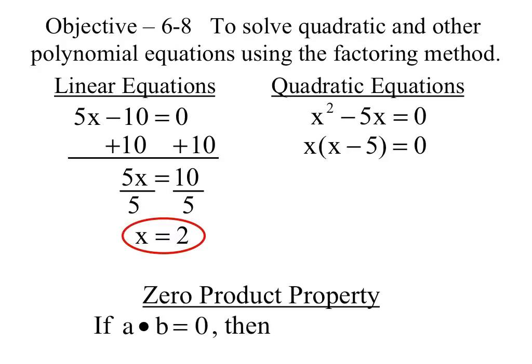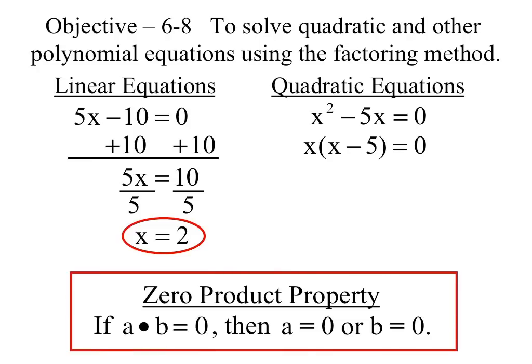The zero product property states if A times B equals 0, then A has to equal 0 or B has to equal 0. So one more time, reiterating, I take both factors and I set them equal to 0.